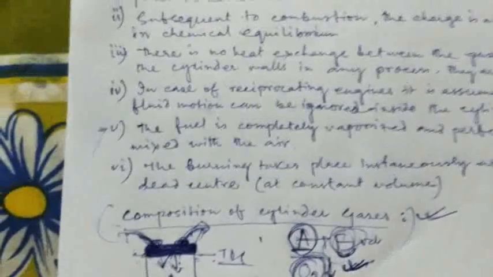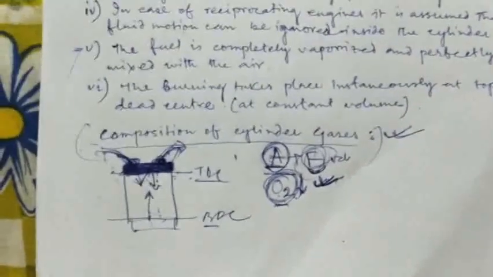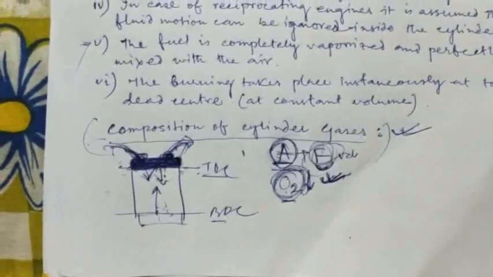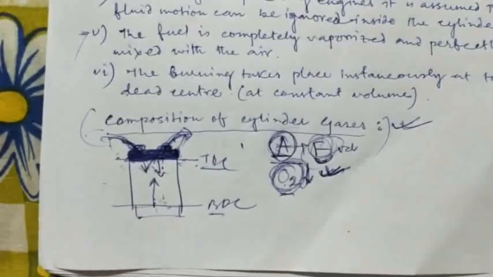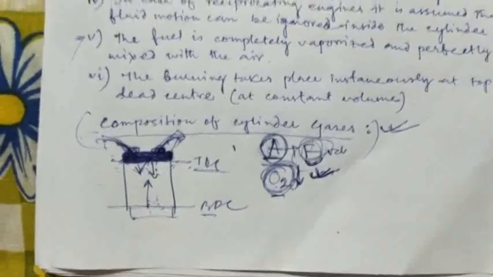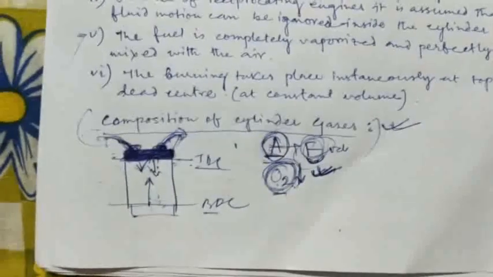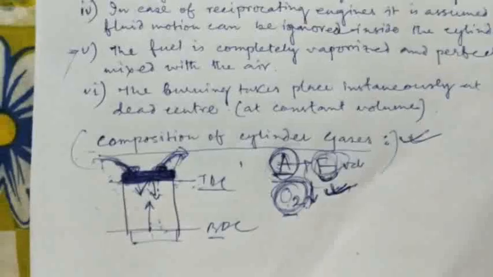So let us see the analysis. First of all, composition of cylinder gases. What is the composition of cylinder gases? As we know, the air fuel ratio changes during engine operation. Typically, there are three types of air fuel ratio. One is lean, another is stoichiometric, another is rich.